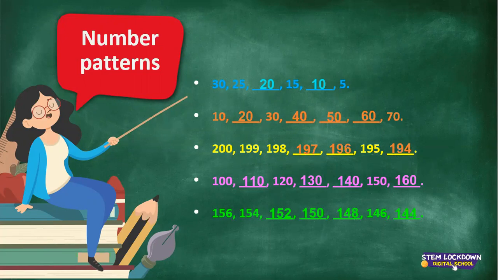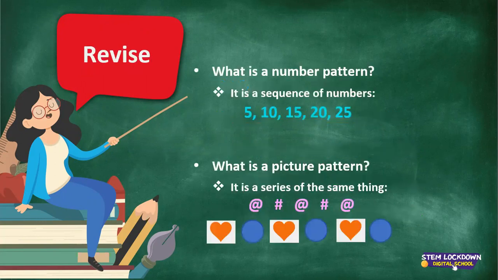Now let's revise. Let's see what we did. What is a number pattern? A number pattern is a sequence of numbers. It means numbers like 5, 10, 15, 20, 25. The sequence is counting in 5s up to 25. That's our sequence. 5, 10, 15, 20, 25.